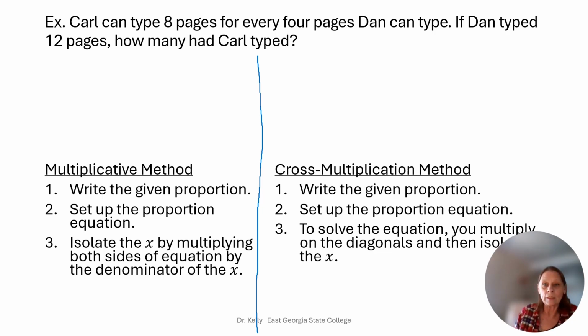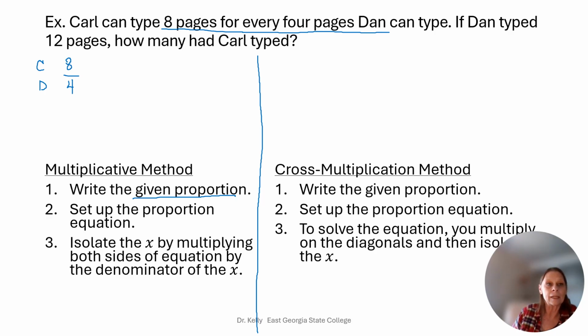For both of these, we're going to start the exact same way as we did our last example. The first thing we do is we find that given proportion, that map to how we're going to solve this here. And what the map is 8 pages for every 4 pages. And we have Carl and we have Dan. Carl types 8 pages for every 4 pages Dan types. So there's our given proportion.